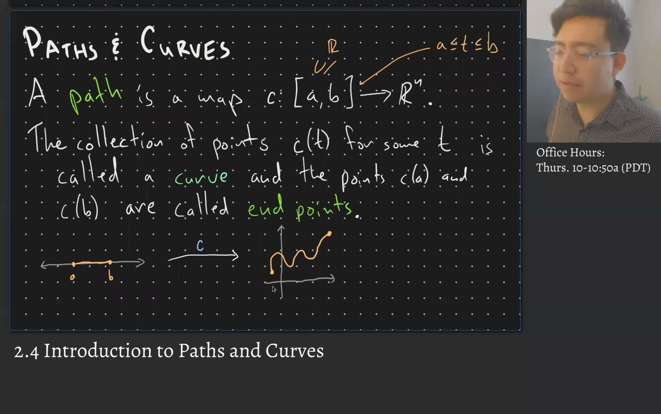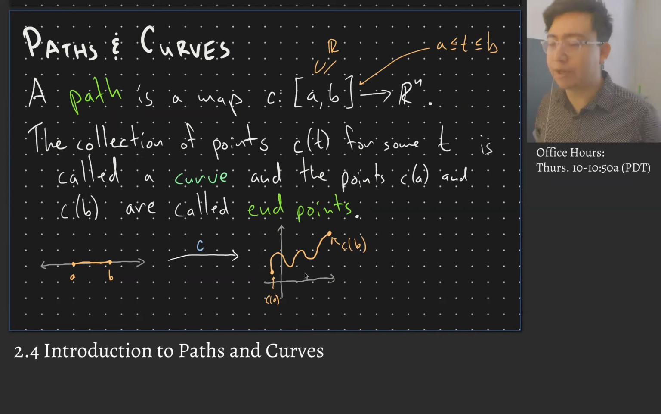So this endpoint over here is C of A, and then this over here is C of B. I mean, the path can go in the opposite direction, and we'll see some of that later, in how you can tell what direction it's going in.